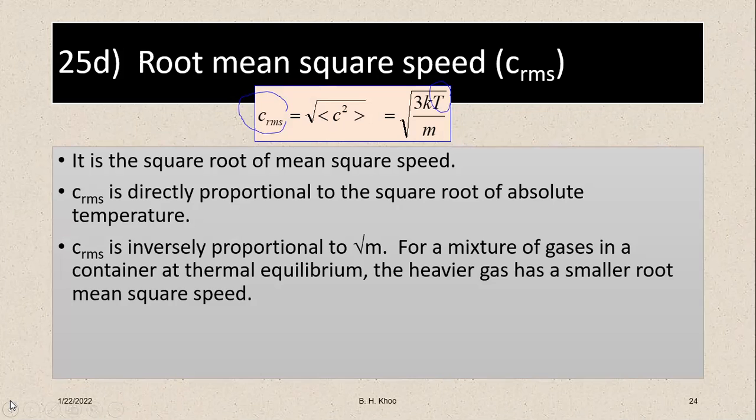For a mixture of gases in a container at thermal equilibrium, the heavier gas has a smaller root mean square speed, because it is inversely proportional to mass. The higher the mass, the smaller the root mean square speed. If the mass is larger, the gas is heavier, so you will have a smaller root mean square speed.